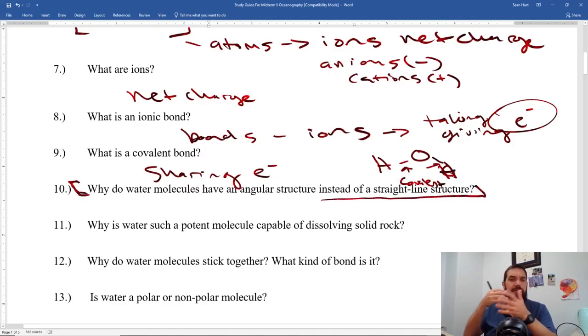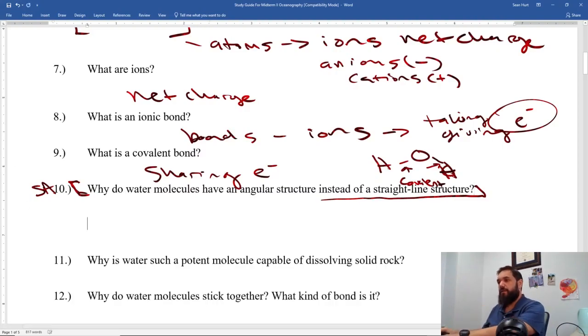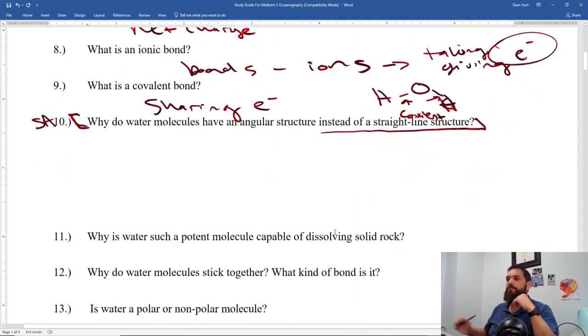So you should have a little bit of familiarity with this. This could be a short answer question, so you should have a little bit of familiarity with how to explain this. I'm going to give myself a little bit more room here just so I can explain it more. But basically it goes like this.